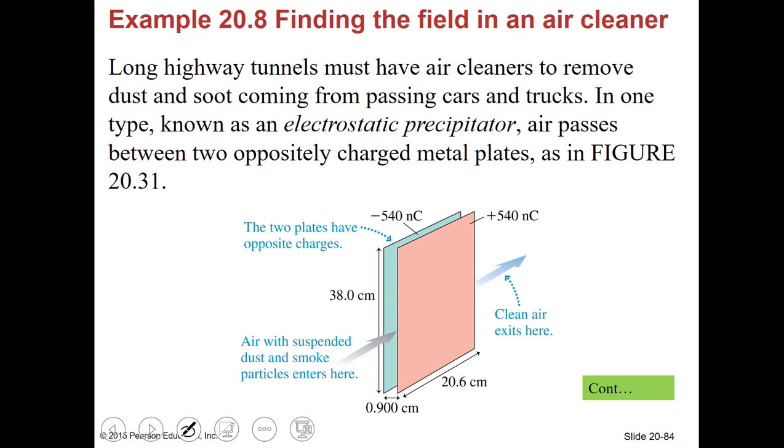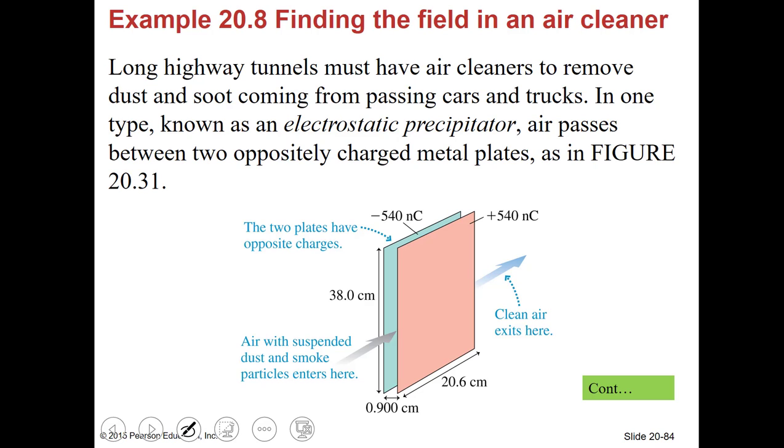Okay, here's an example. Long highway tunnels must have air cleaners to remove dust and soot, as you can imagine, from cars and trucks passing through. In one type, known as an electrostatic precipitator, air passes between oppositely charged plates, as in the figure. Okay, so there's a couple of plates. Charged particles move between the plates. There's an electric field. The charges are moved to one plate or the other plate, filtering them out. So we see the size of this, 38 centimeters, so 0.38 meters.